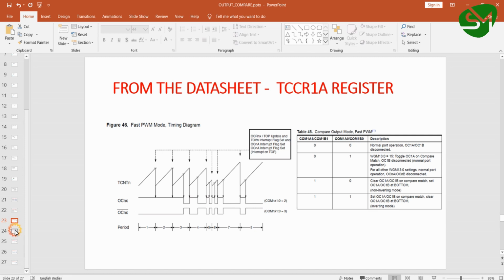So let's understand the non-inverting mode of PWM generation. As I said, let's assume the output compare register has a value of 512, and as the timer starts from 0, the PWM pin, that is the output compare pin, will become high at that moment. When the timer counts up and reaches the value 512, the timer count value is now equal to the output compare register value. At this moment, the PWM pin, that is the output compare pin, will become low.